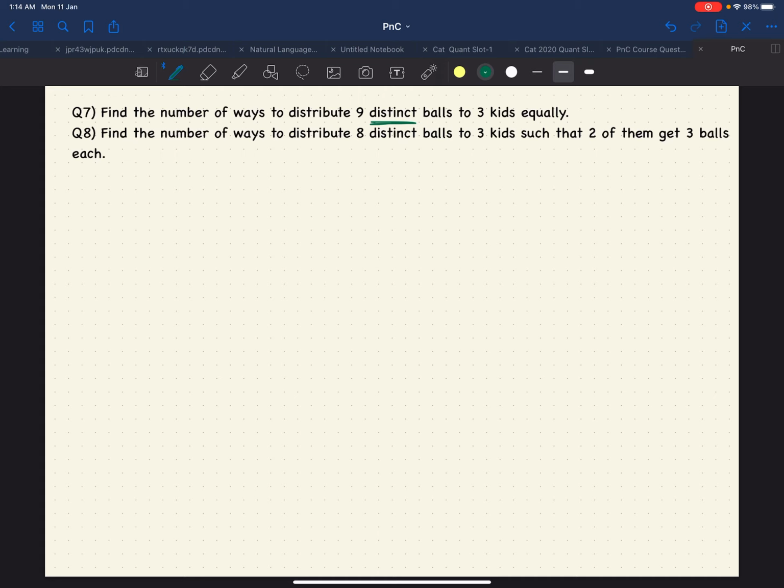So once again, looking at question 7 here. The difference is we have different balls. So all the balls are distinct from each other. So once again, let's make the 3 kids as A, B, and C. And let's say we have the 9 balls as 1 to 9. So we have numbered the balls from 1 to 9. Now, as we are again distributing the balls equally, still each kid gets 3 balls each. Okay, the catch here is that each ball is distinct from each other.